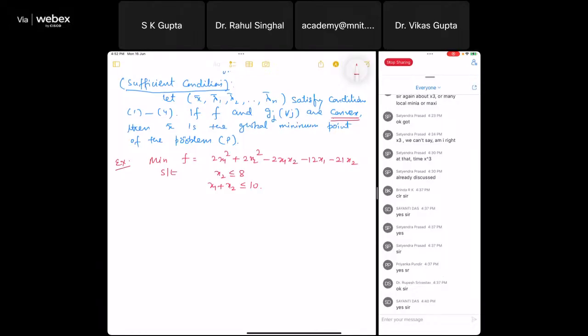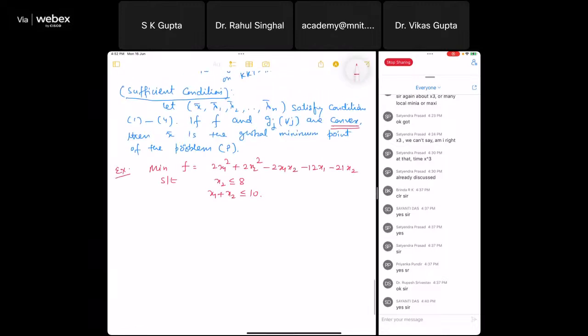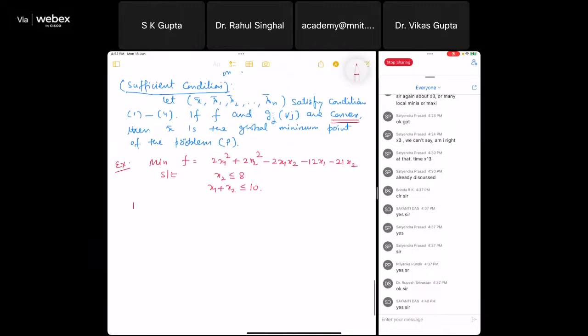Now, first of all, we have to check whether this function as well as all constraints are convex or not. Then only we can apply KKT condition to find out the optimal solution of such problems, right? So for f you can find out the Hessian matrix, right? What is the Hessian matrix of f? It is simply 4, minus 2, minus 2, 4.